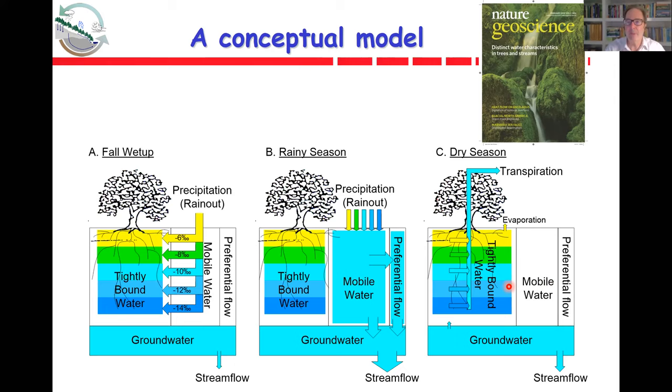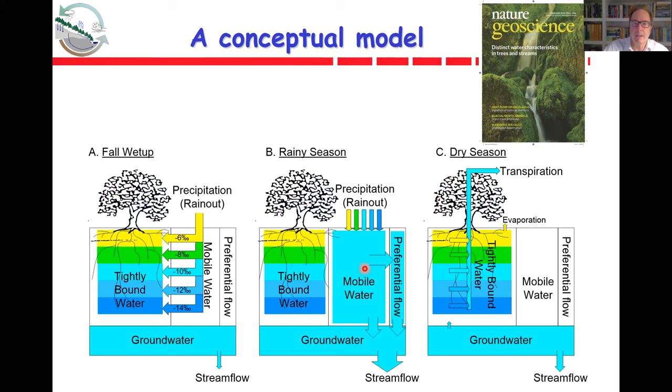So this was our explanation for this system that has the hydrology and the ecology perfectly out of phase, we might say. If they were in phase, that would mean that the trees are pumping the most water when it was wettest. And here it's the opposite of that. The trees are really transpiring hard when there's no rainfall. I mean, there's water in the soil that was recharged during the wet season in the middle panel, but seemingly very little interaction between that mobile water and the tightly bound water.